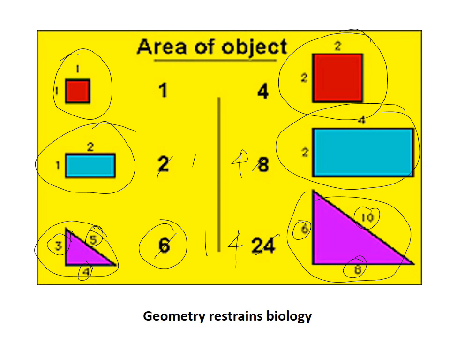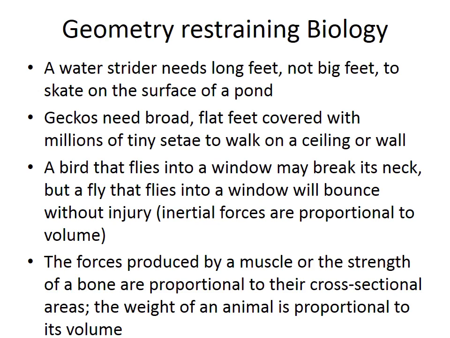So geometry is going to restrain biology. When you look at organisms, we have these insects called water striders, and they actually walk on water, which is kind of cool. They can just skim around on water. But what they need is long feet, not big feet, so that they can skate on the surface of a pond. So that's an example of how geometry is going to shape the organism's form.